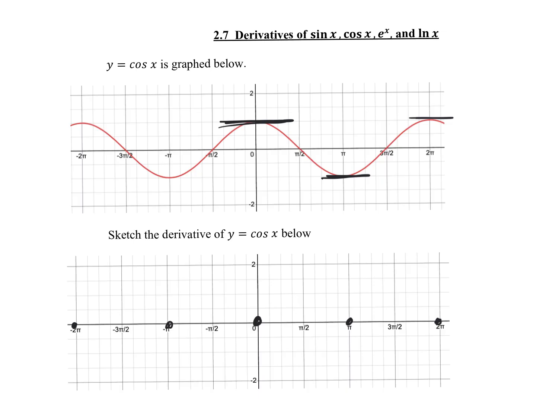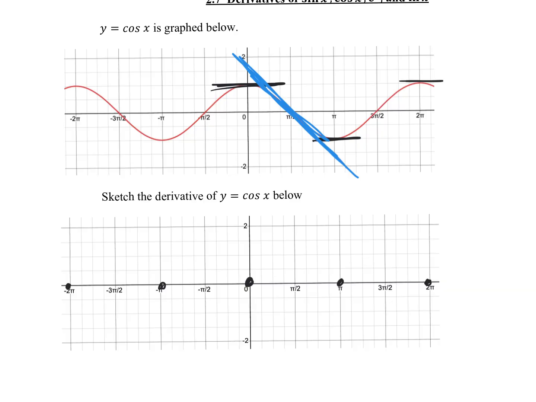Anyone have an idea? And again, I kind of need you guys to just go with this. What do you think the slope is over here at pi over 2? Thank you, Riker. Matt Reichert said -1. So at pi over 2, I want us to go plot a point at -1.